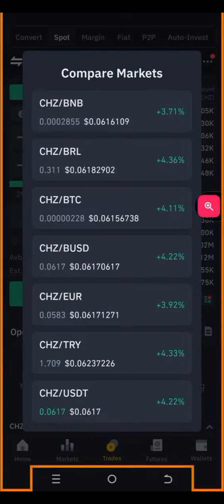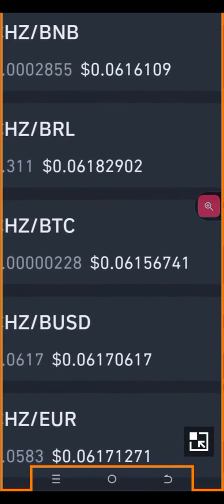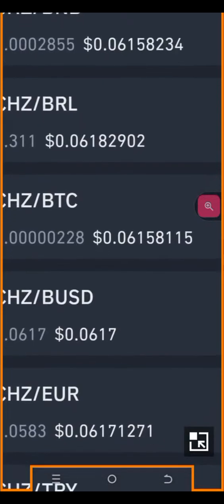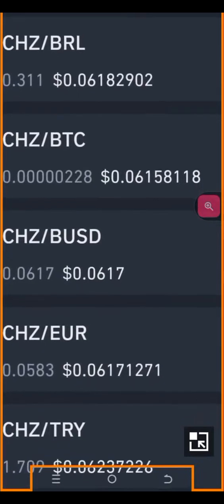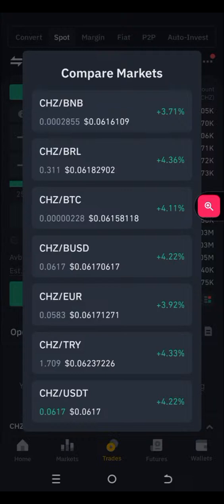Let me enlarge this for you to see. Good. We have 0.0616 at BNB, 0.0618 at BRL. BTC is 0.0615, 0.0617. Wow. Then EUR. So normally I like to use the base currency as USDT. Reason being, it's easier for me to work with. Well, at times I may have to change.